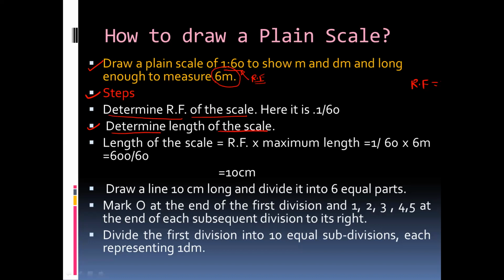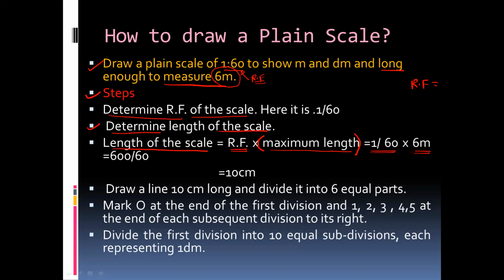So how to determine this length of the scale? You can use this formula: length of the scale is equal to the representative fraction, that is RF, into the maximum length that we want to measure. Read the problem: the scale must be long enough to measure 6 meter. So 6 meter is the maximum length. We can find the length of the scale on the drawing paper, that is equal to 1/60, the representative fraction, into the maximum length.